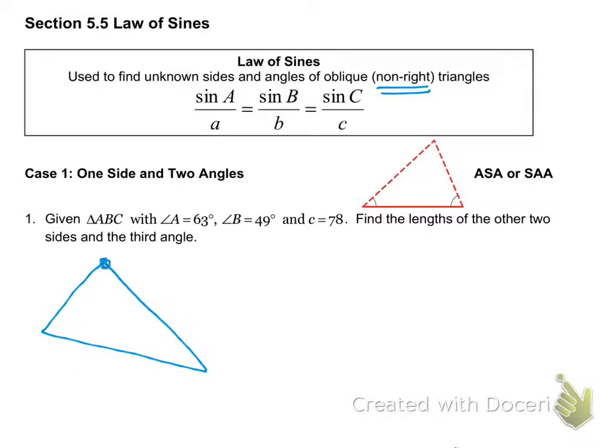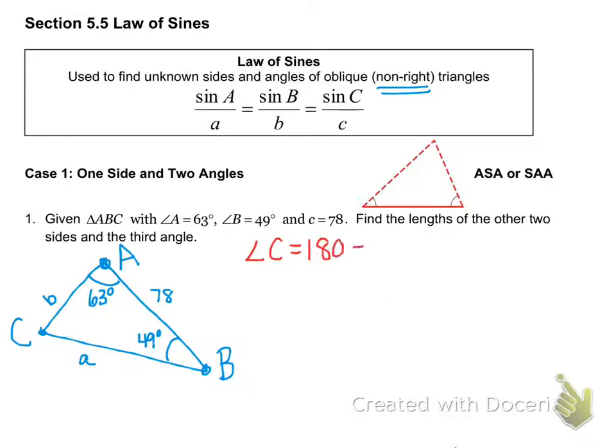So if I let this be angle A, B, and C, we know that angle A is 63 degrees, and we know that angle B is 49 degrees. And the other piece of information we know is that side C is 78. So we don't know side A, and we don't know side B. So we need to solve for angle C and side A and side B. So since we're given two angles, to find angle C, we're just going to subtract the two we have from 180. And when we do this, we get 68 degrees.